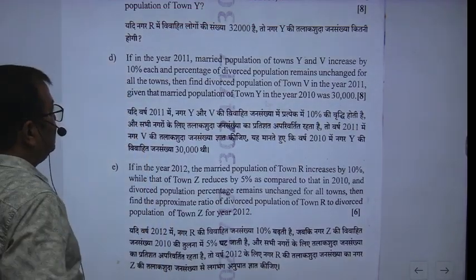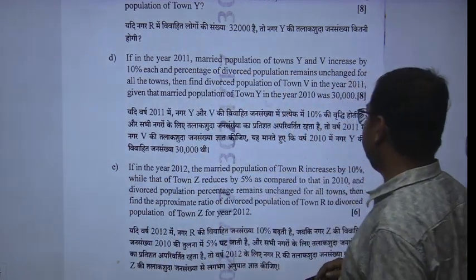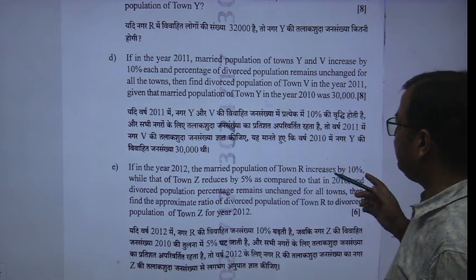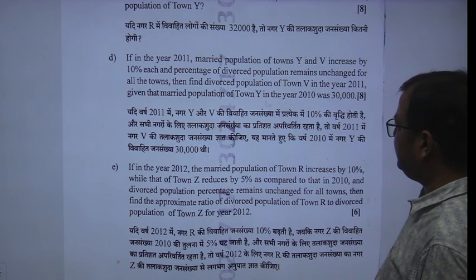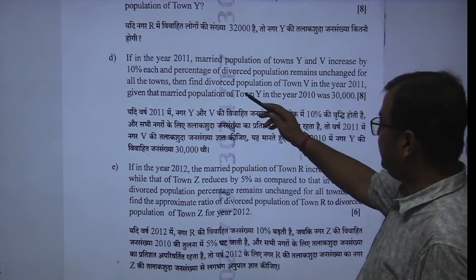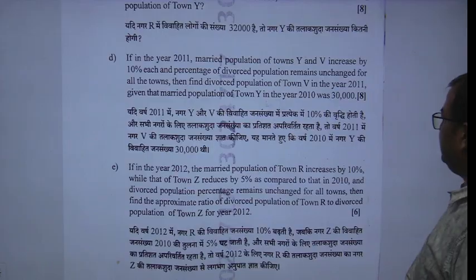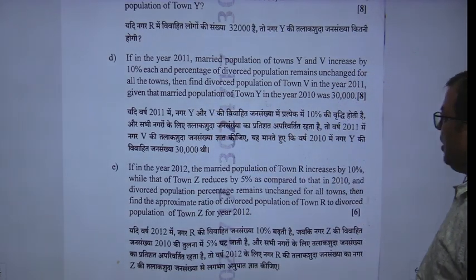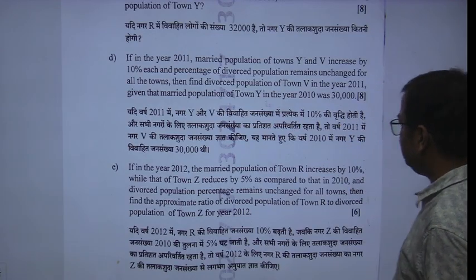If in the year 2011 married population of town Y and V increased by 10% each, and percentage of divorced population remains unchanged for all the town, then find the divorced population of town V in the year 2011. Given that married population of town Y in the year 2010 was 30,000.